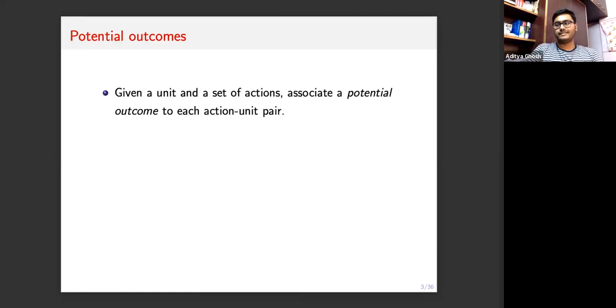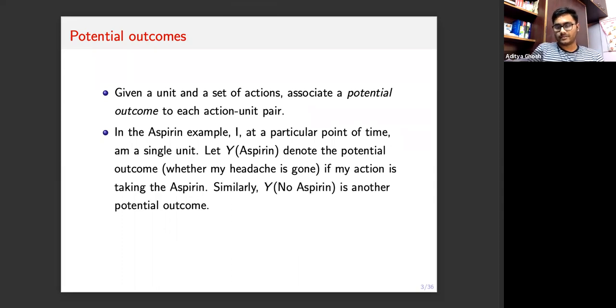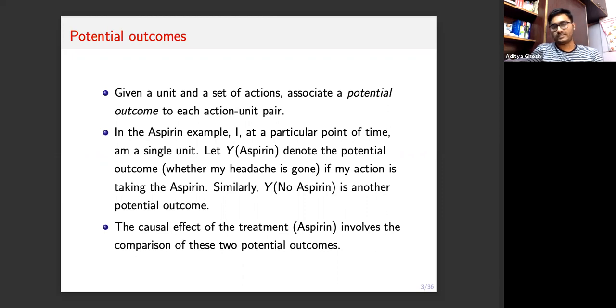We have some units. For example, in the aspirin example, I myself at a particular point of time can be a unit. And by action, we mean I may or may not take the aspirin. So I'm contemplating whether or not to take the aspirin, and my taking aspirin or not taking aspirin, that is the action. And to each action unit pair, we associate a potential outcome. Okay. For example, we may denote by Y aspirin the potential outcome that indicates whether my headache is gone after, say, half an hour after I take aspirin. And similarly, if I do not take aspirin, then the potential outcome may be denoted by Y no aspirin. And this outcome can be binary, can be taken on a scale, whatever. And the causal effect of aspirin on headache is basically the comparison between these two potential outcomes.